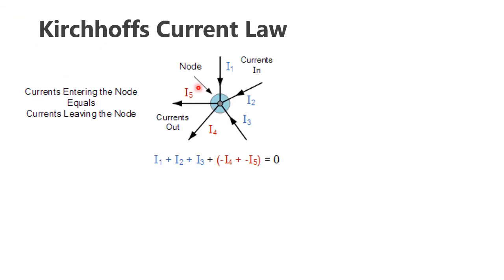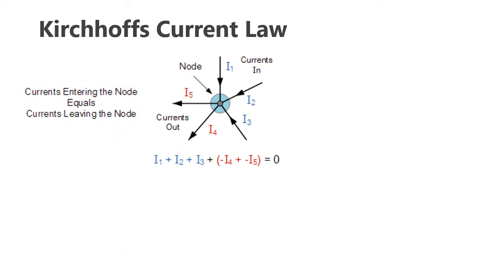Okay, let's look deeper at Kirchhoff's current law. Here is a circuit. The midpoint is the node, and these are the current carrying paths. You can see that the three currents I1, I2, I3 are coming towards the node, but I4 and I5 are leaving the node. So the directions of the currents are different. Here the current entering the node is equal to the current leaving the node. This is what we call Kirchhoff's current law.